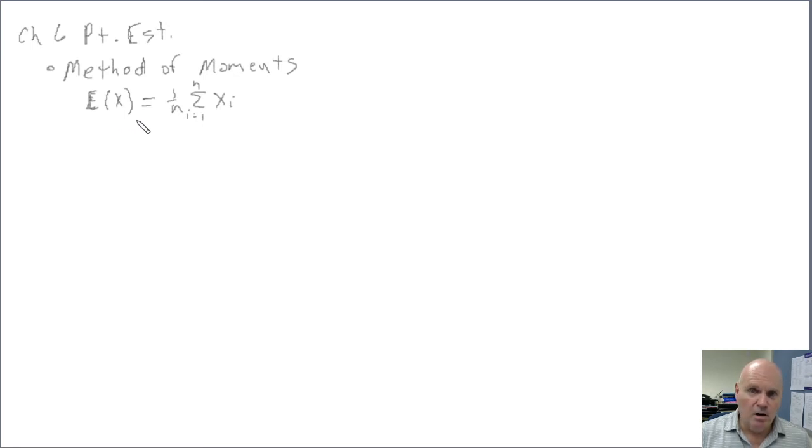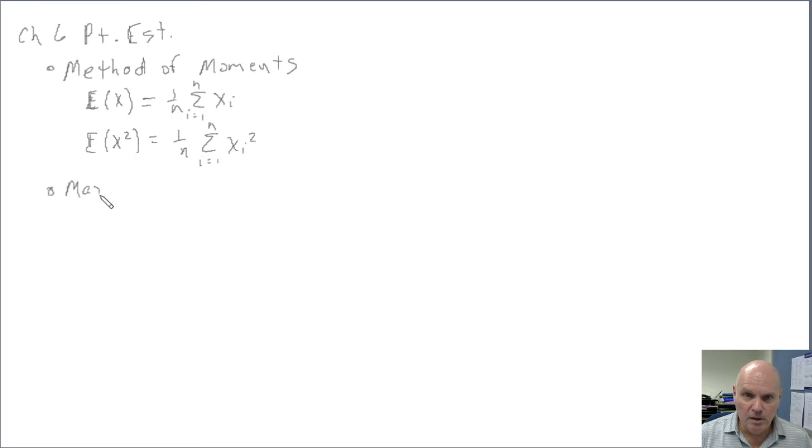If there are two unknown parameters, we would just continue this. We would set the second population moment equal to the second sample moment, which is the sum over i equal 1 to n. Again, these are numbers. Once we have our observations, the right-hand sides are numbers. Now the left-hand sides will depend on both theta 1 and theta 2, but we've got two equations and two unknowns. Again, this can be extended for any number of parameters.